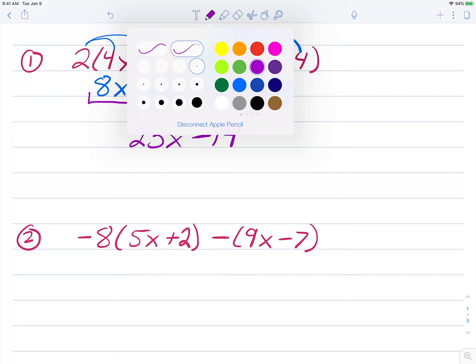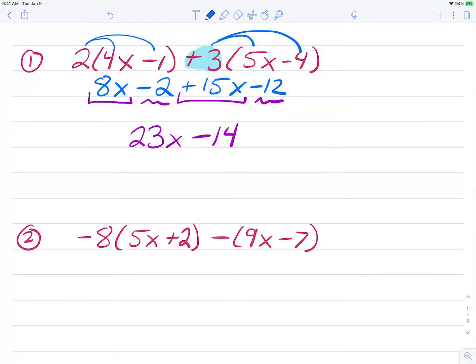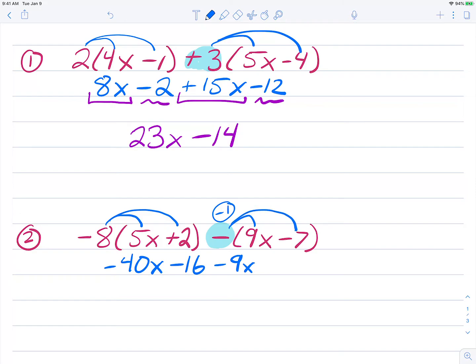So, as I said, we're going to come across some negatives, so we need to be very careful with our negatives. Negative 8 times 5x is a negative 40x. Negative 8 times positive 2 is negative 16. Now, when we get to this part where there's just this negative sign, that's really a negative 1. So we're distributing a negative 1. So negative 1 times 9x is negative 9x. Negative 1 times negative 7 is positive 7.